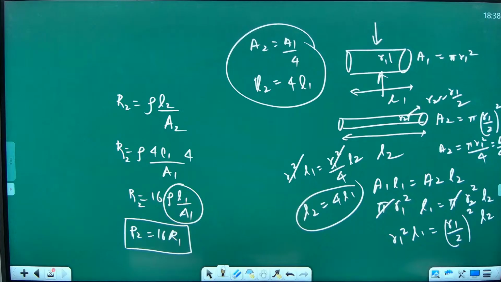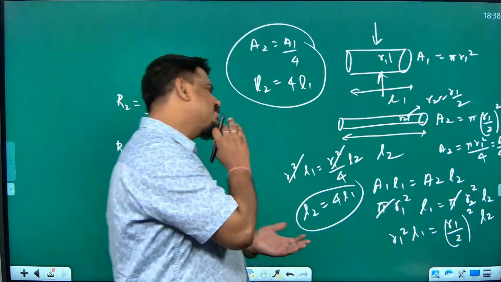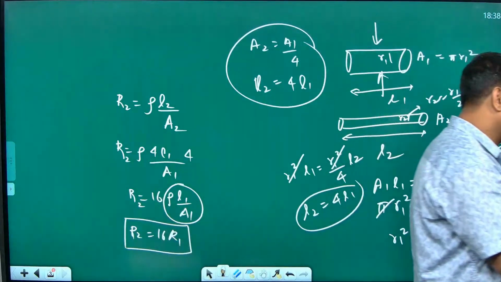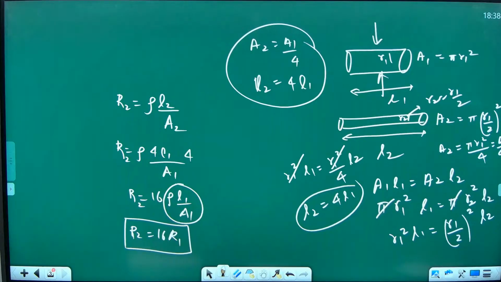This is a 3-mark question in the board examination. Many students will make a mistake in this. Out of all the students writing in the country, only 20% will write it correctly. Why? Because they will think R1 is reducing, no? They will just change the area, they will not mind the length, and they will make a mistake. I hope you are getting my point.